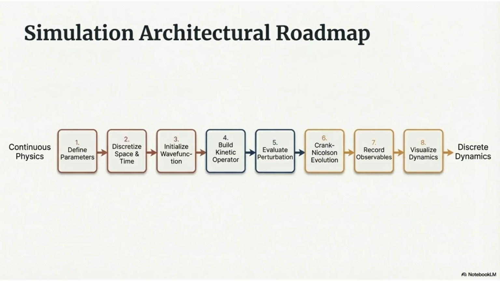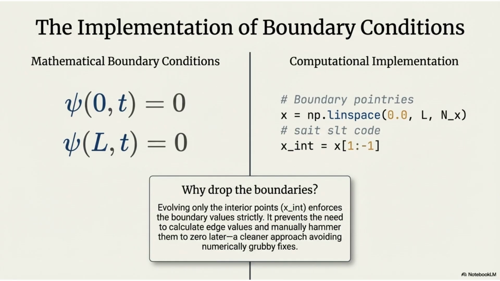Our simulation architecture follows a roadmap from continuous physics to discrete dynamics. This involves defining parameters, discretizing space and time, initializing the wave function, and applying the Crank-Nicolson evolution. The mathematical boundary conditions require the wave function to be 0 at the edges. Computationally, we drop the boundaries by evolving only the interior points, ensuring a cleaner enforcement of boundary values.